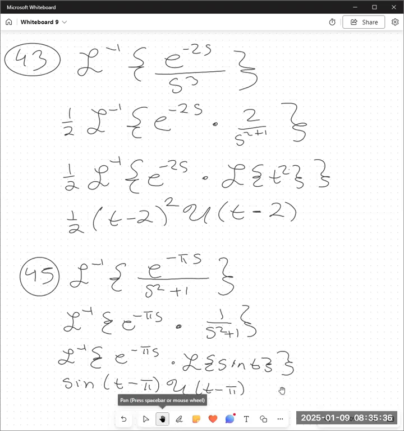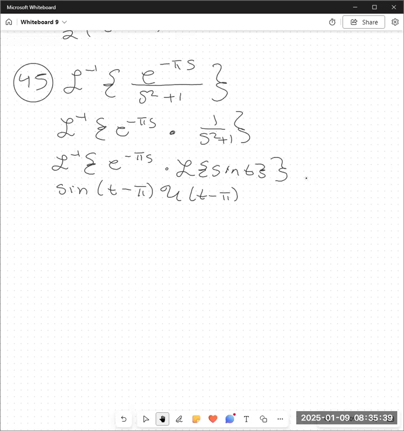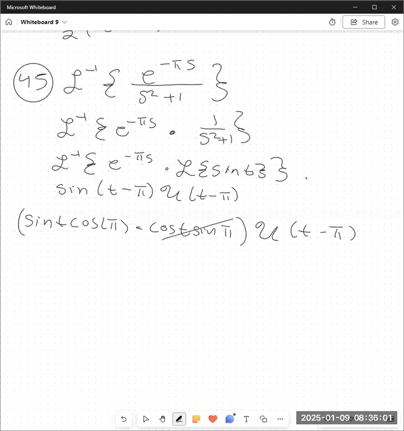I have a sum difference identity for sine that I'm going to use now. So that's going to be sine of t cosine of pi minus cosine of t sine of pi. So my unit step function, t minus pi, and sine of pi is 0, and cosine of pi is -1, so this is negative sine of t, unit step function, t minus pi.